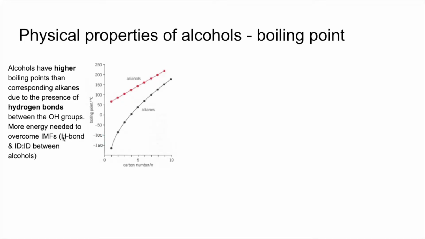So in alcohols you've got hydrogen bonds and induced dipole-dipole forces, whereas between the alkane molecules you've just got the induced dipole-dipole forces. So if we look at a couple of comparisons, we'll start with this one, ethanol versus ethane. So that's 2 carbons, so this one versus this one. You can see we've got a big difference in boiling point.